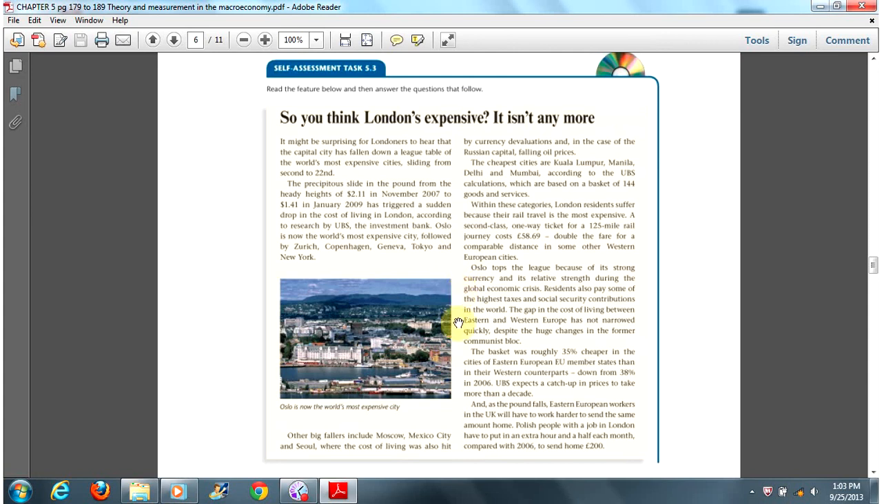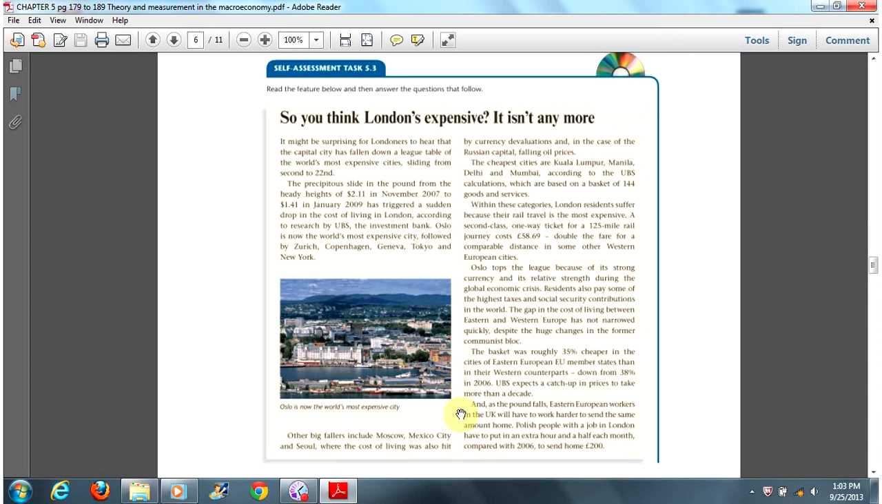The gap in the cost of living between Eastern and Western Europe has not narrowed quickly, despite the huge change in the former communist bloc. The baskets are roughly 35% cheaper in the cities of Eastern Europe, UBS states, than in their Western counterparts, down from 38% in 2006. The UBS expects catching up in prices to take more than a decade.